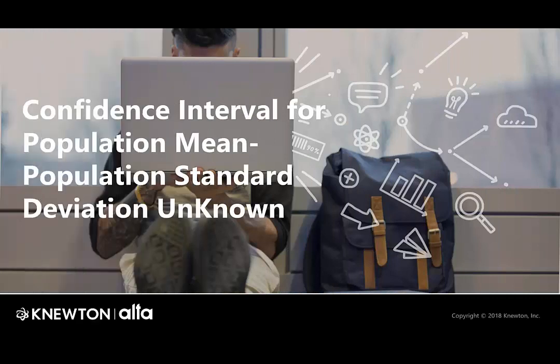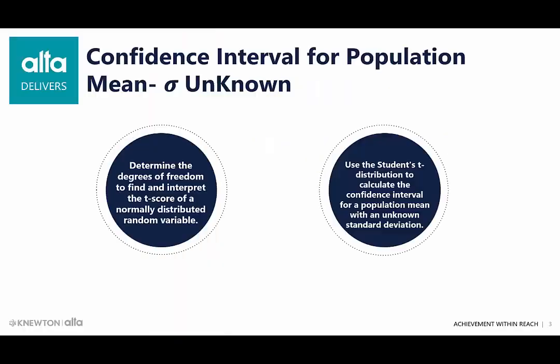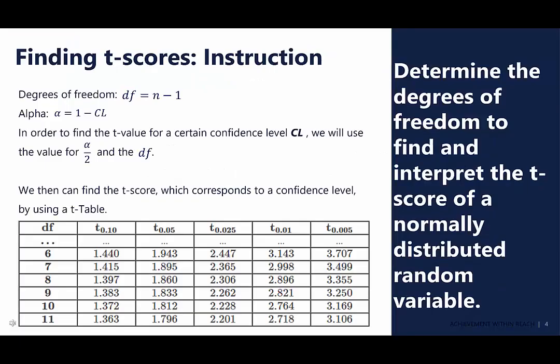In this video, we're going to go over how to calculate a confidence interval for a population mean whenever the population standard deviation is unknown. In the last video, we went over how to do a confidence interval for a population mean when the standard deviation was known. What we ended up using was the z distribution. We had to calculate a z-score, and from that we were able to calculate the confidence interval.